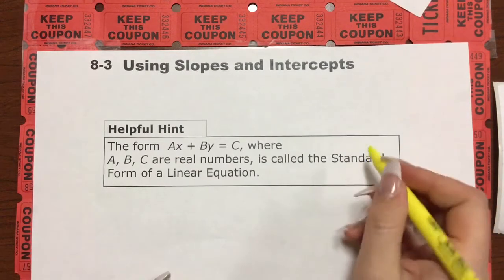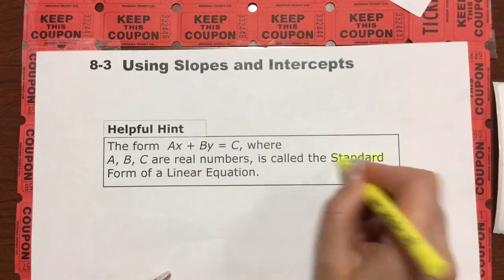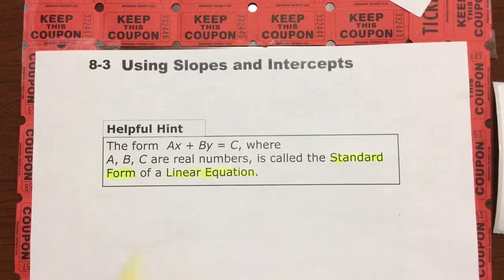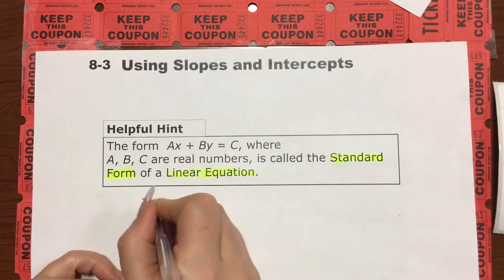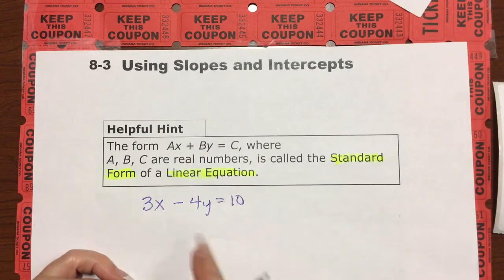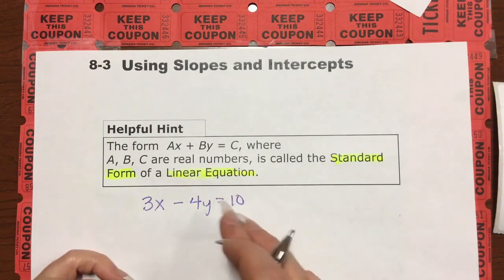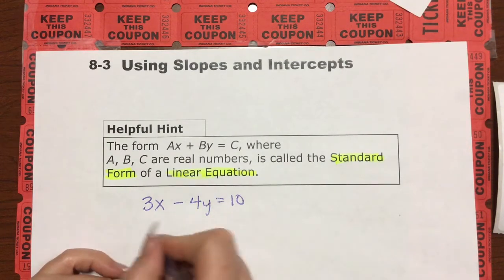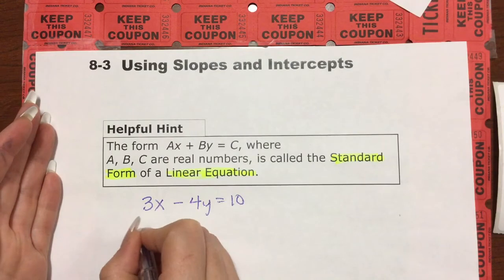It's a lovely name for calling an equation something. It's the standard form of a linear equation. So something like this would be in standard form. If you had 3x minus 4y equals 10, that's in standard form. There's numbers in front of the x and the y. The x and the y are both on the left side, and a number is on the right side of the equation.